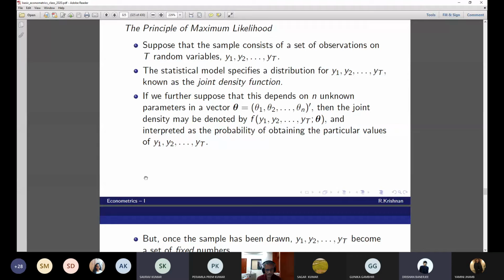Mu and sigma square. Saurav was the one who said that. For a normal distribution, theta is mu and sigma square. Now for our multiple linear regression, what will this theta be?